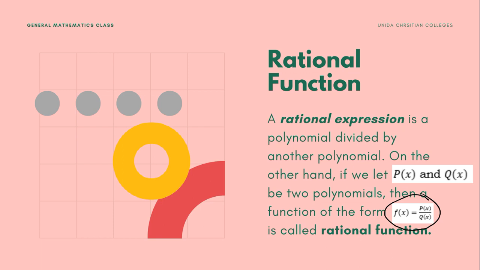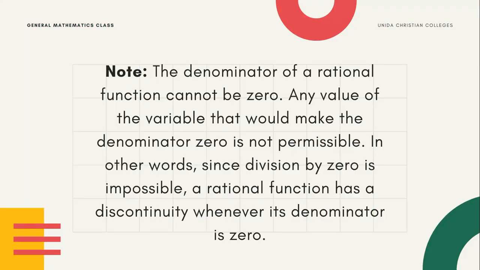So, two polynomials po yung ating rational function. Polynomial divided by another polynomial. Okay, note, the denominator of a rational function cannot be 0. So, hindi daw po pwedeng maging 0 ang denominator ni rational function. Any value of the variable that would make the denominator 0 is not permissible. In other words, since division by 0 is impossible, a rational function has a discontinuity whenever its denominator is 0. So again, remember, hindi pwedeng maging 0 si denominator.